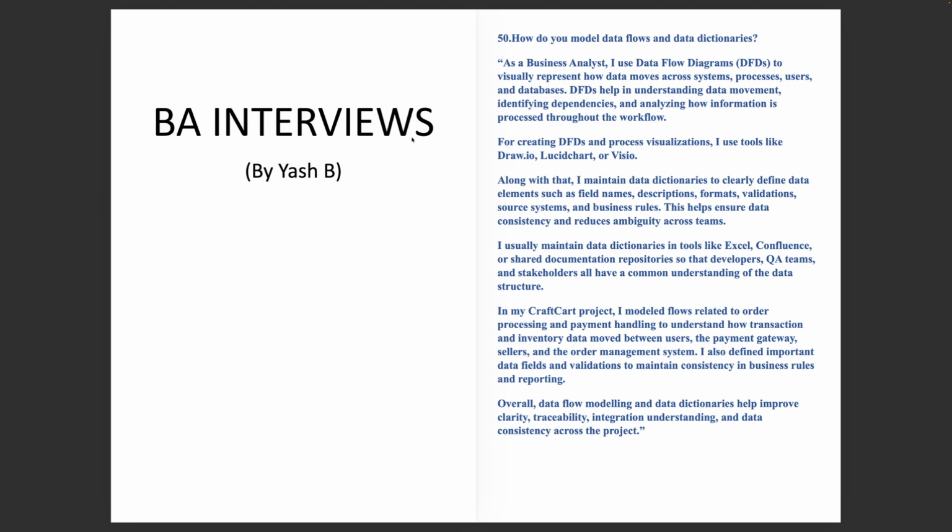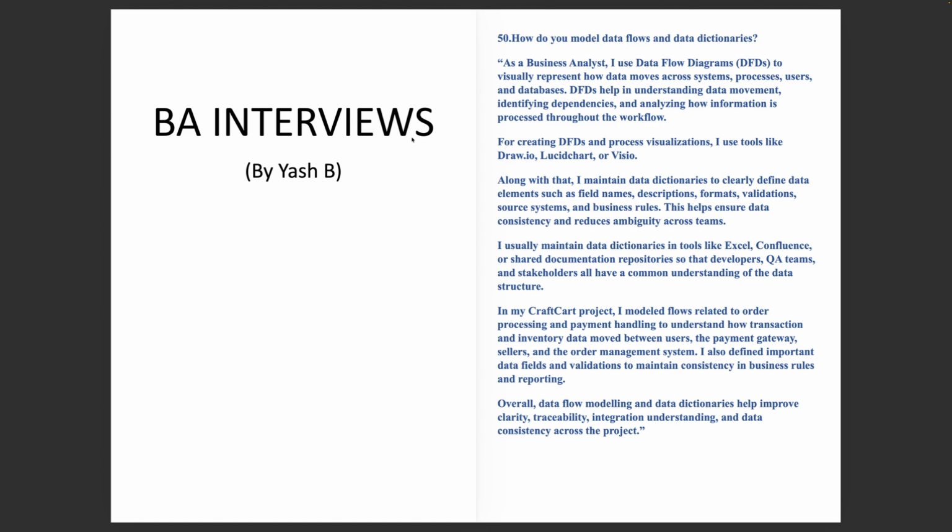As a business analyst, I use data flow diagrams to visually represent how data moves across systems, processes, users, and databases. DFDs help in understanding data movements, identifying dependencies, and analyzing how information is processed throughout the workflow. For creating DFDs and process visualizations, I use tools like Draw.io, Lucidchart, or Visio.